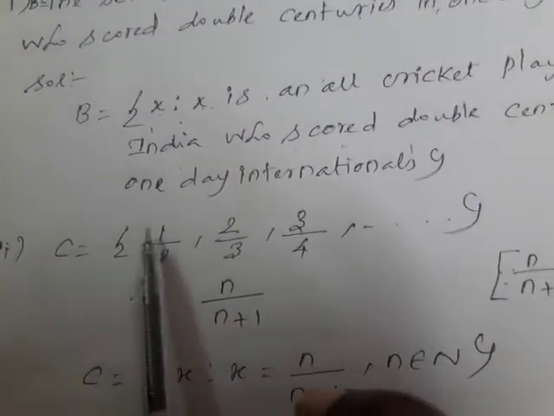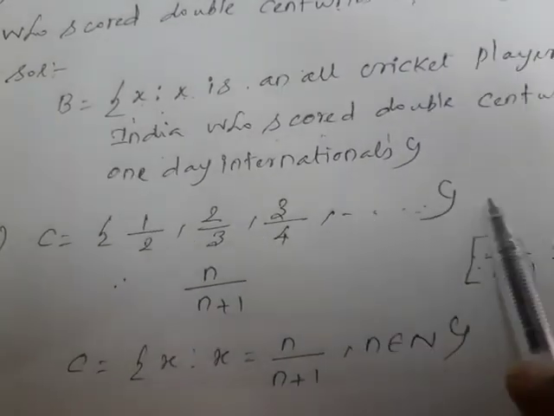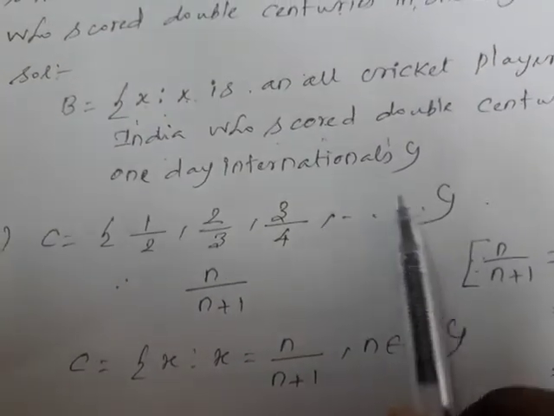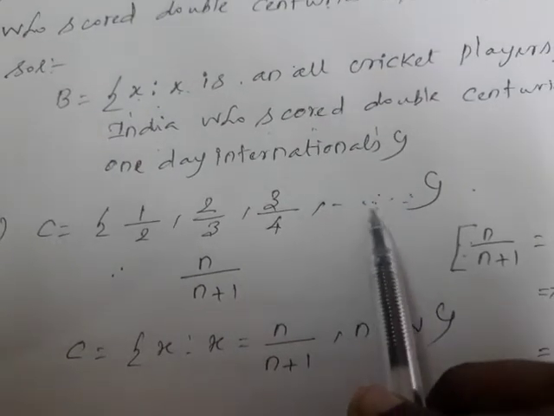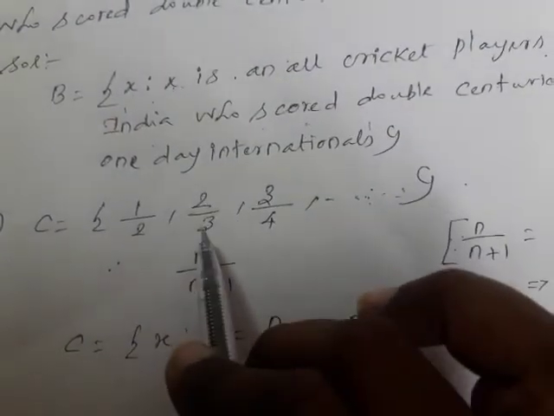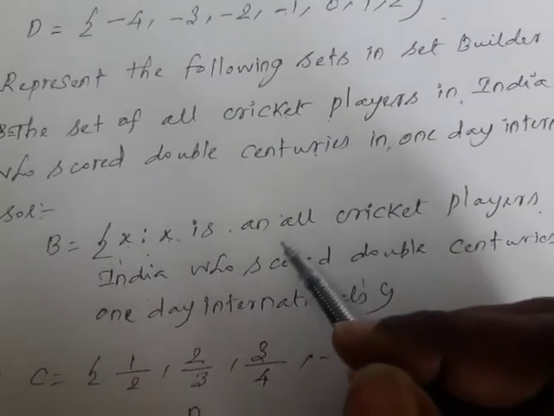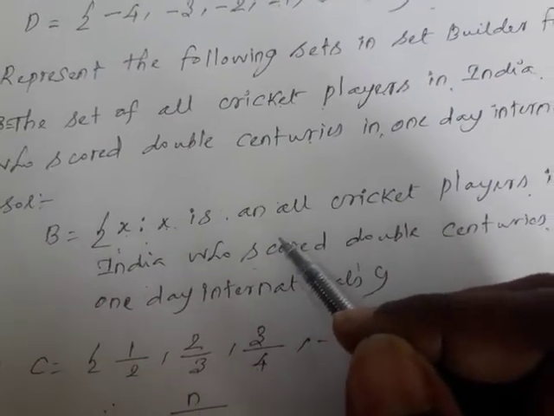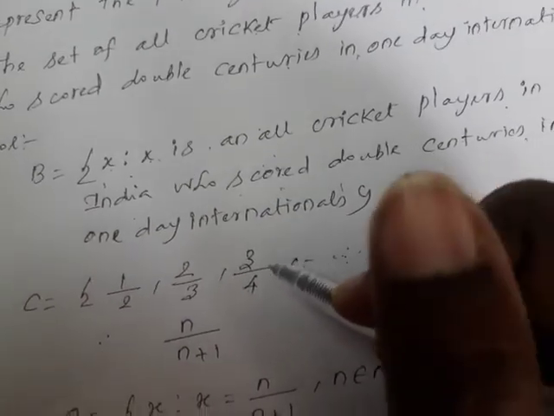C is equal to, they are given 1 by 2, 2 by 3, 3 by 4. They are given like that. This is what? This is the roster form. Roster form they are given. You have to convert into the set builder form. First 1 by 2, 2 by 3, 3 by 4 like that they are given. In before they are given descriptive form. So we easily convert and write set builder form. Now they are given the elements. They are given values.